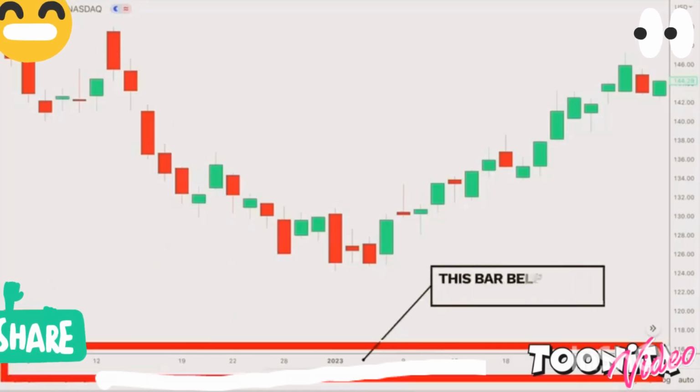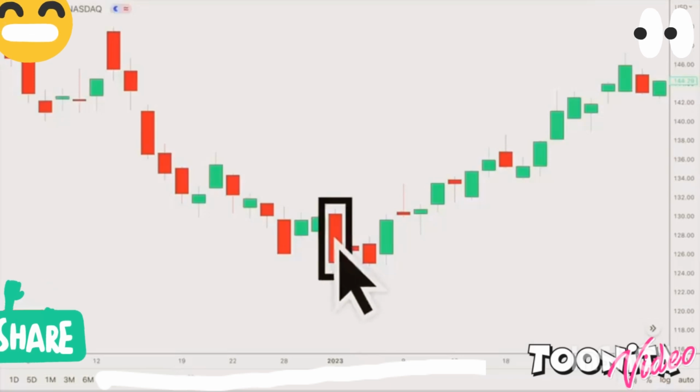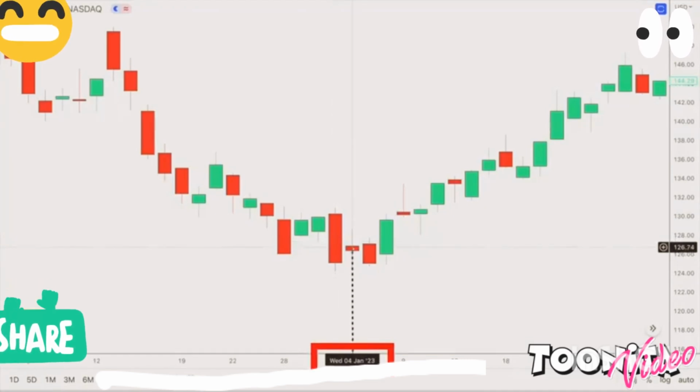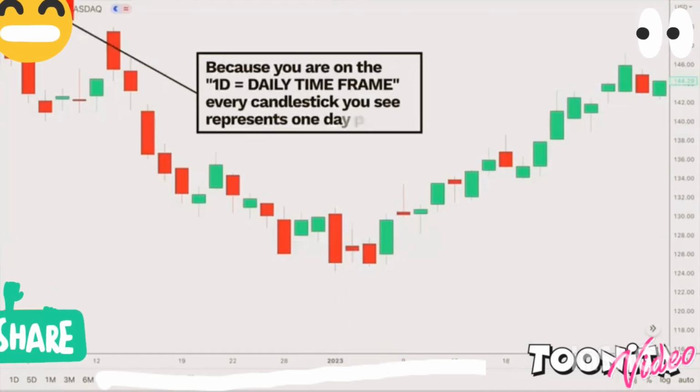This bar below tells you the date and time. So if you take your mouse and place it on top of this candle here, you'll see the dotted lines connecting the candle to the scale below, which shows the date as January 3rd. If you move your mouse 1 candle to the right, you'll see 1 day later, which is January 4th. Again, because you are on the daily time frame, every candlestick represents 1 day of time.